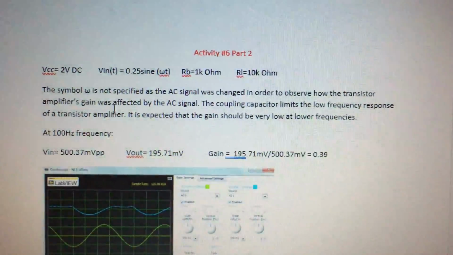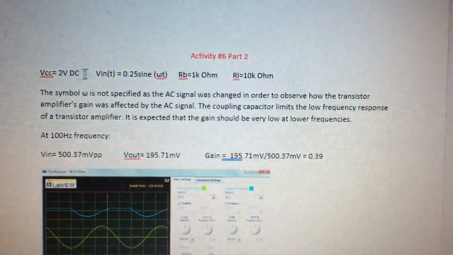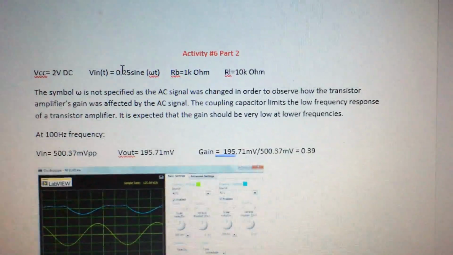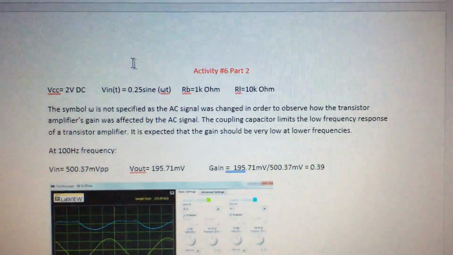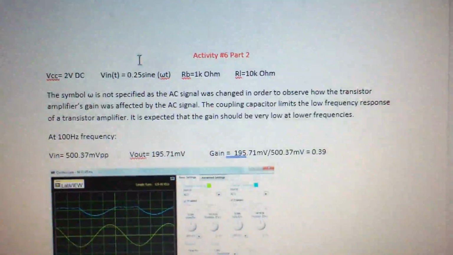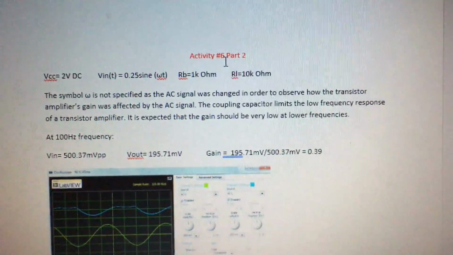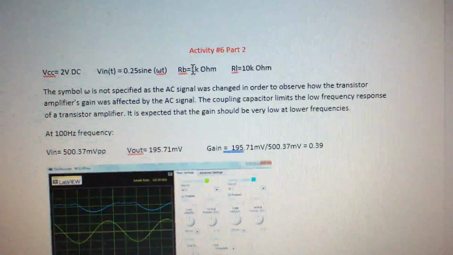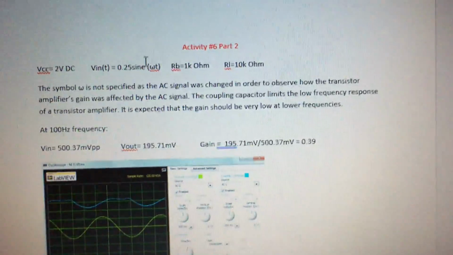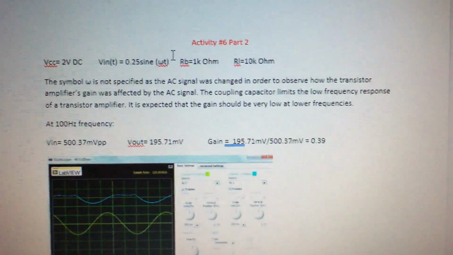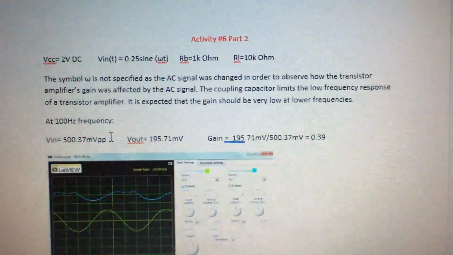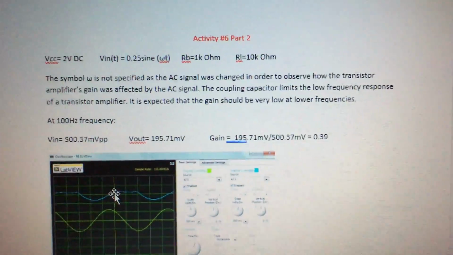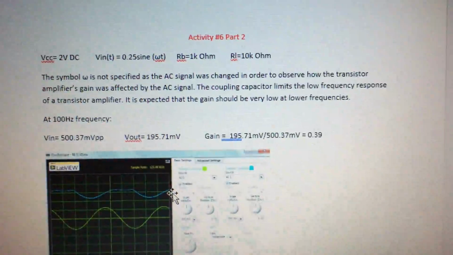For part 2, the collector bias was 2 volts DC, whereas the input AC was 0.25 volts, or basically 0.50 volts peak to peak AC. The base resistor was 1 kilo ohm, the load resistor was 10 kilo ohms. And here omega is just left as omega because the frequency needed to be changed in order to observe how the coupling capacitor affected the circuit.